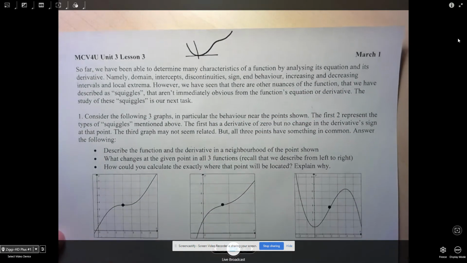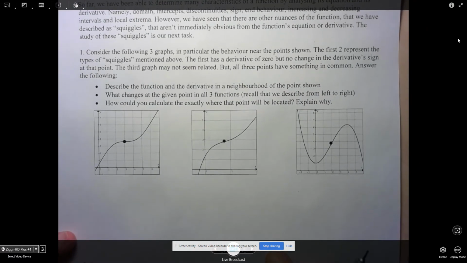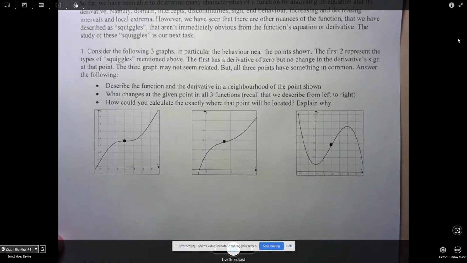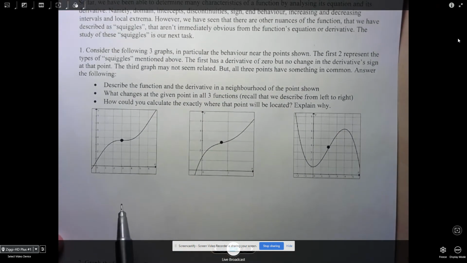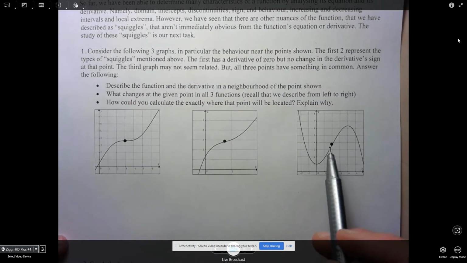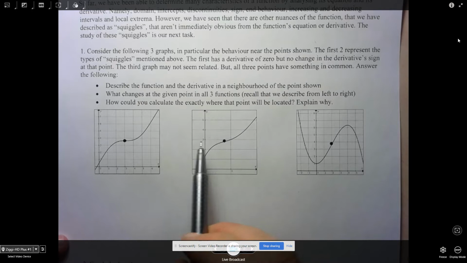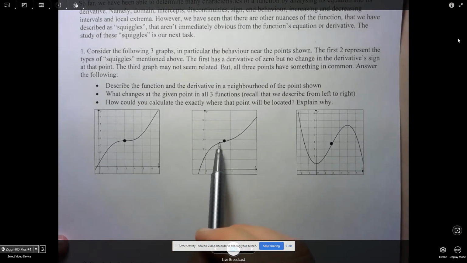All right, so if you take a look at the examples that I'm going to have you analyze, these two have that behavior that we talked about earlier on. This one almost looks like it's got a cubic behavior, but there definitely is this squiggle, and there's a note here: the derivative is not equal to 0. And while this one might look like it's out of place, this point that I'm indicating has a connection to the points that I've indicated on the other two graphs.